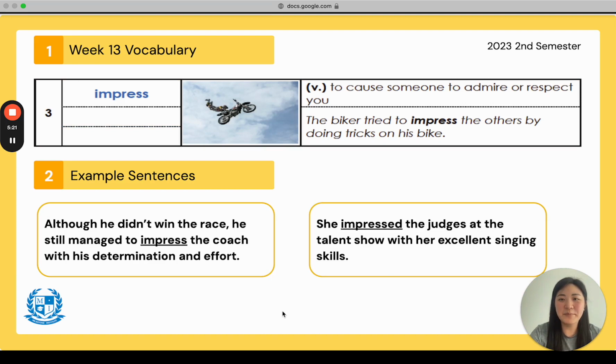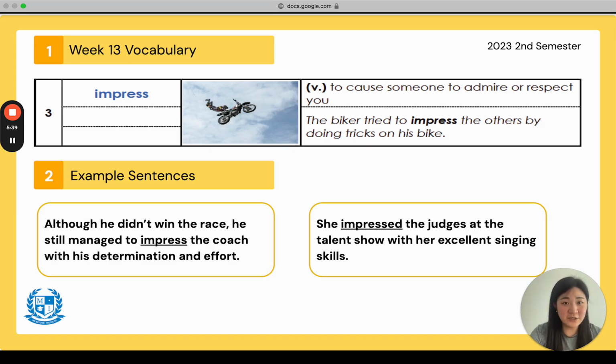Everyone say impress. Impress. It is a verb meaning to cause someone to admire or respect you. Look at this biker over here. The example sentence says, the biker tried to impress the others by doing tricks on his bike.